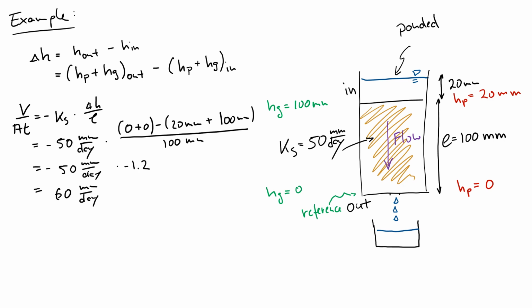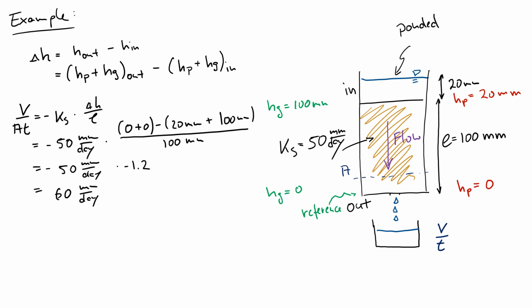So what does the 60 millimeters per day really mean? We said that at the bottom of the soil column, we are collecting a volume per time that goes through the soil column and goes through a cross-sectional area corresponding to the size of the soil column. If I divide the volume per time collected at the outlet by that cross-sectional area, I would arrive at a flux equal to 60 millimeters per day.